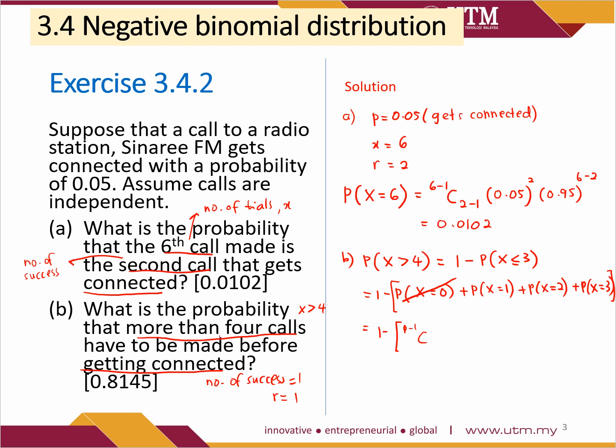So C(1 minus 1, 1 minus 1), given R equals 1 and p is 0.05 to the power of 1, 0.95 to the power of 0. Please be careful: any value to the power of 0 is 1, it's not 0. Please check the value for the power of 0 and also for C(0, 0). Then you proceed with the calculation up to X equals 3, and the final answer you get should be 0.8145.